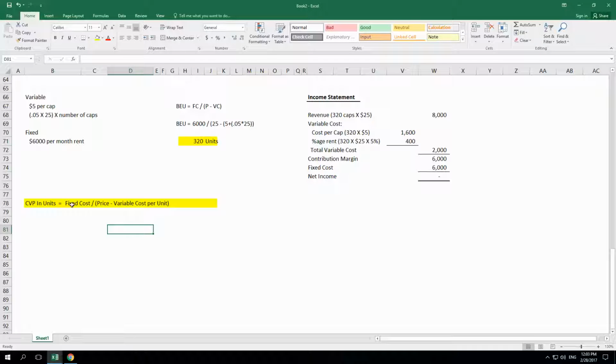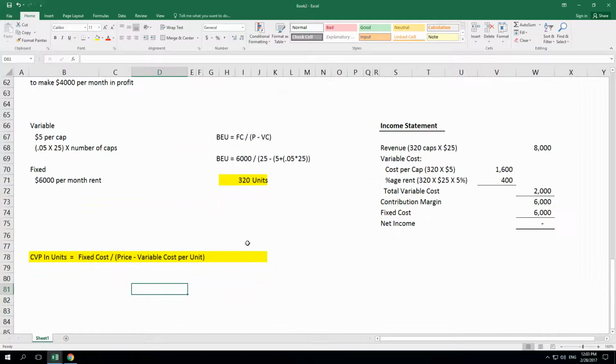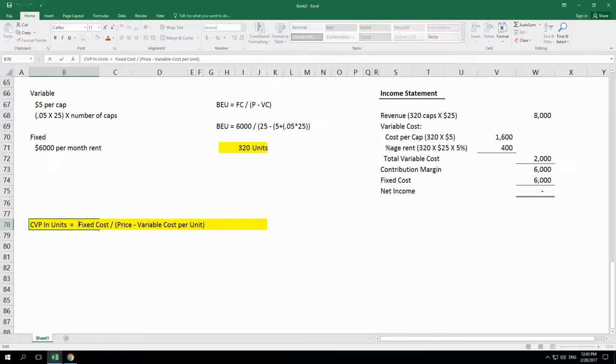The way you modify this formula is, in the numerator, to the fixed costs you add your target profit. Real simple tweak to the formula. Since we want 4,000 in target profit, we might want to add that variable in our list of things. We've got to know what our target profit is, and that's going to be 4,000 per month.